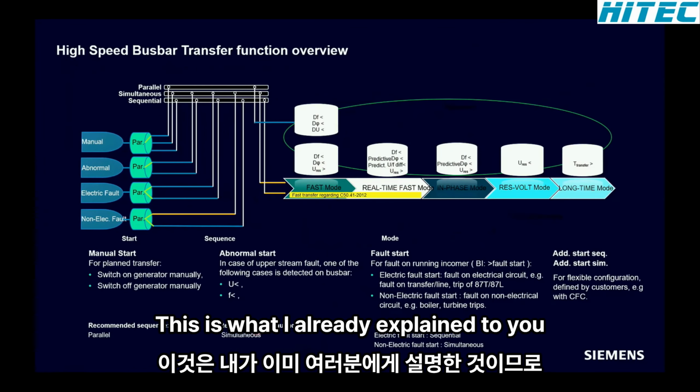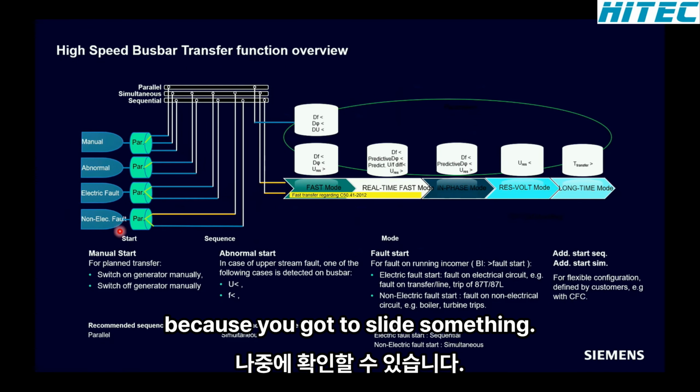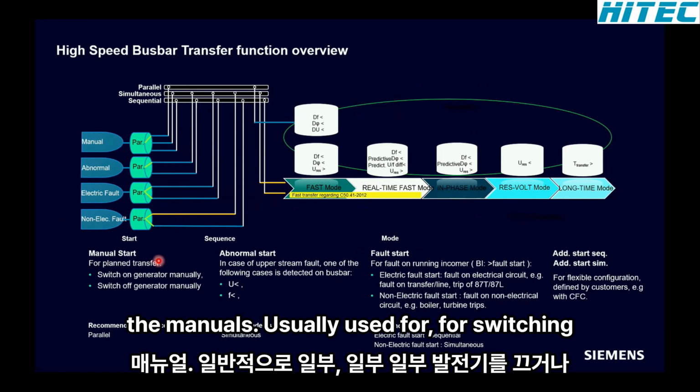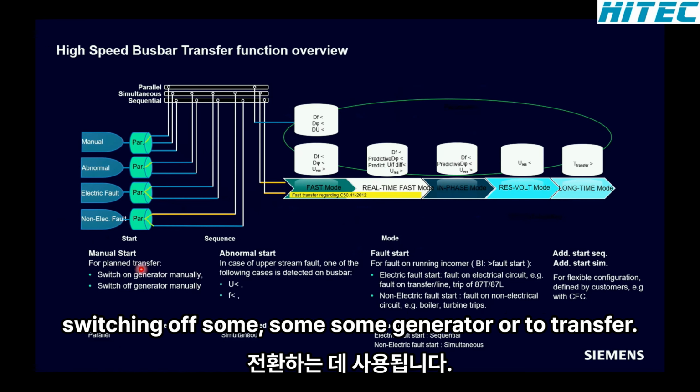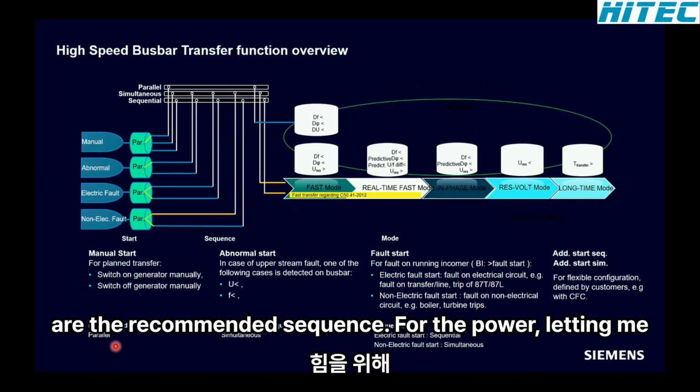Here is an overview of the whole functionality. This is what I already explained here. So you can check these afterwards, because you got these slides. You see here, the manual start is usually used for switching on or switching off some generator, or to transfer the load from one infeed to the other infeed. Normally, the recommended sequence for it is paralleling.